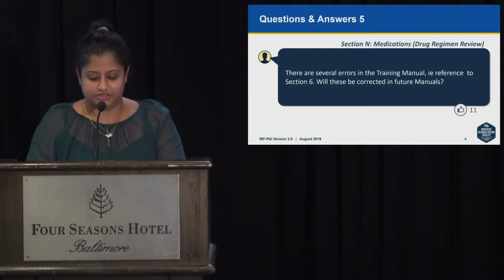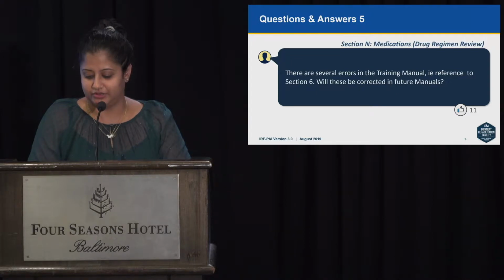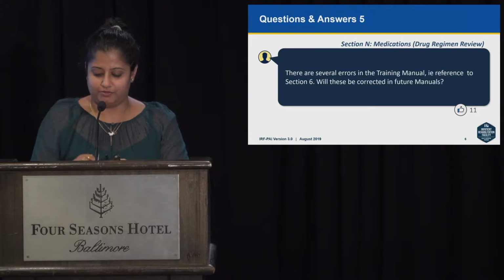The next question, there are several errors. This is more like feedback and a question. There are several errors in the training manual, i.e. reference to section 6. Will this be corrected in future manuals? And we thank you for your feedback. CMS will address this in a future version of the IRF-PAI manual.